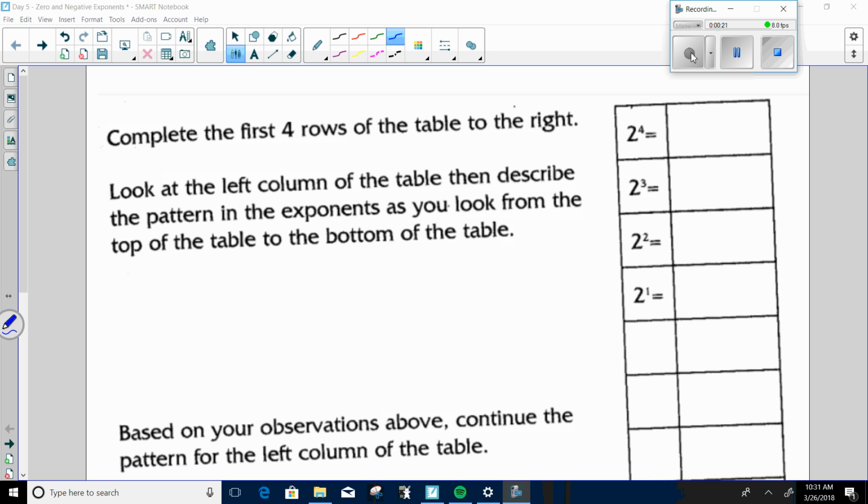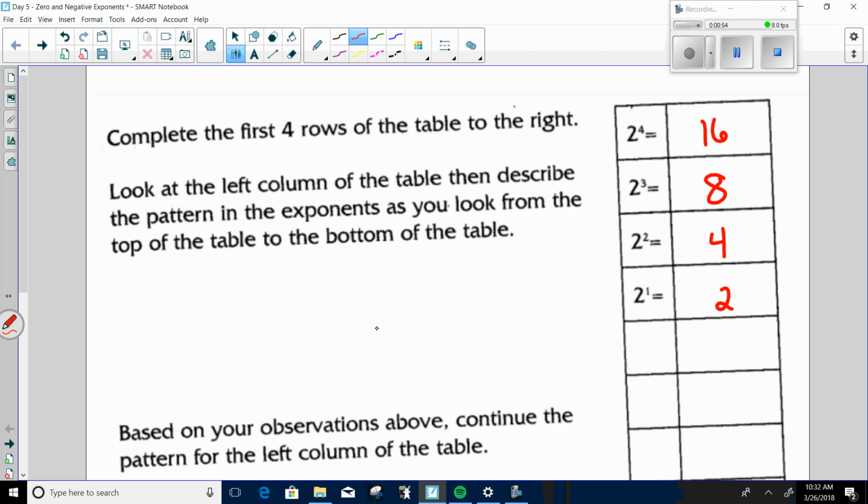If you look at the directions, it says look at the left column of the table, then describe the pattern in the exponents as you look from the top of the table to the bottom of the table. So on the right-hand side over here, we're going to fill this out. 2 to the fourth power, if you use your calculator, 2 to the fourth means 2 times 2 times 2 times 2. When you do that, you're going to get the number 16. 2 to the third power is 2 times 2 times 2, which is going to be 8. 2 squared is 2 times 2, which is 4. 2 to the first power is 2.